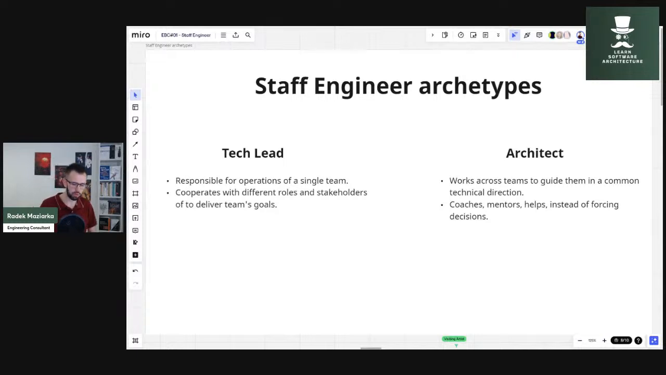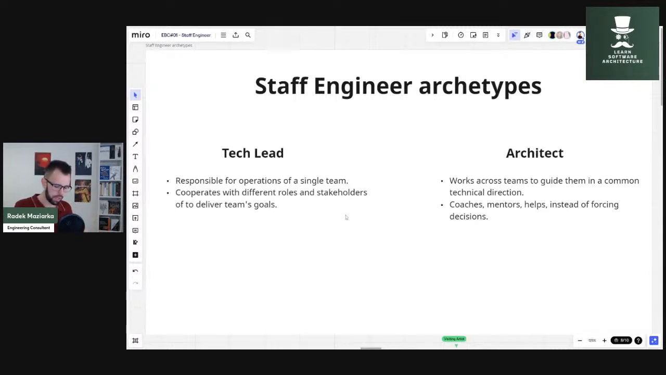We want to leave behind the metaphor of the architect from an ivory tower. A staff engineer who works as an architect is a person who is not imposing decisions on the team, but rather helps them make the right decision at a specific moment in time.